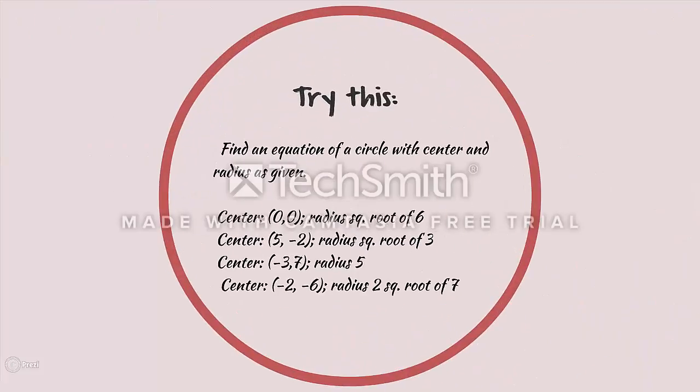Now try this. Find an equation of a circle with center and radius as given. Center is point (0, 0) and radius is square root of 6. Center is (0.5, -2) and radius is square root of 3. Center is point (-3, 7) and radius is 5. Center is point (-2, -6) and radius is 2 square root of 7.